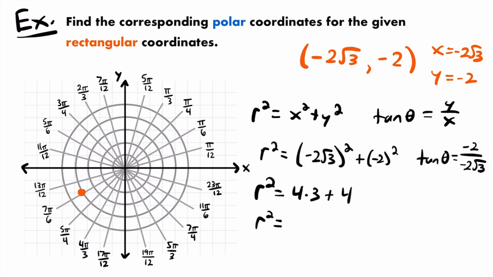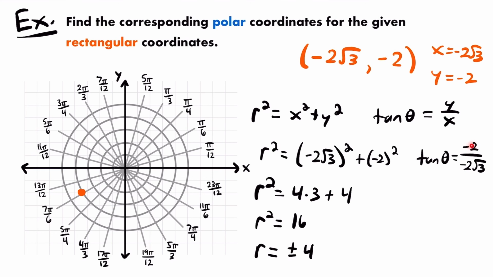So r squared is equal to 16, and then if we take the square root of both sides, we'll have that r is equal to plus or minus 4. The square root of 16 is plus or minus 4. All right, so that's r, our radius. Now let's work on theta, the angle.